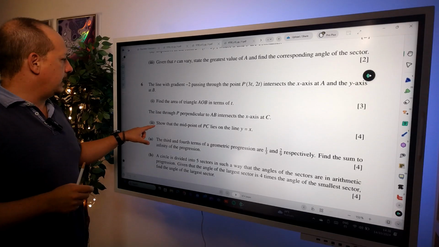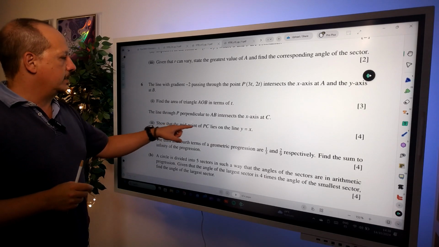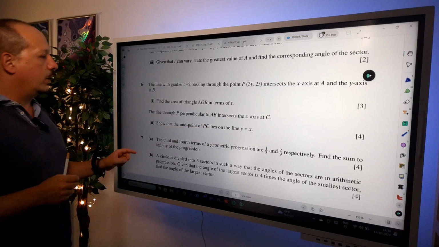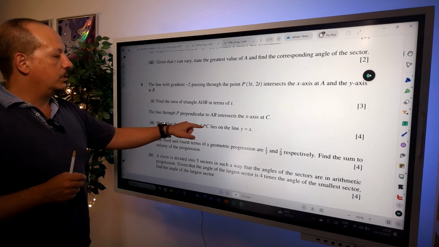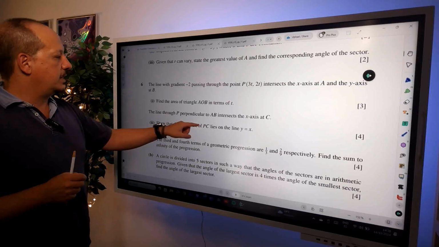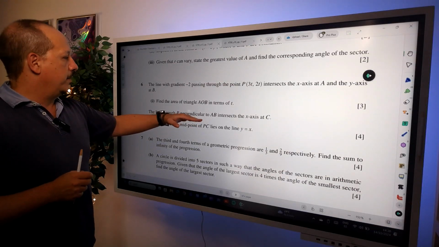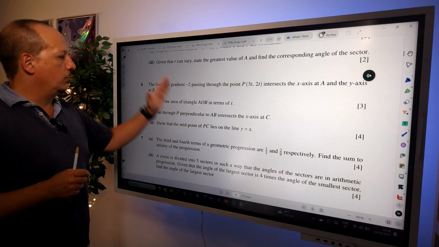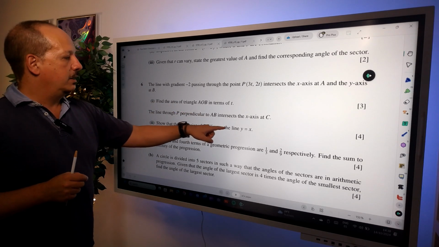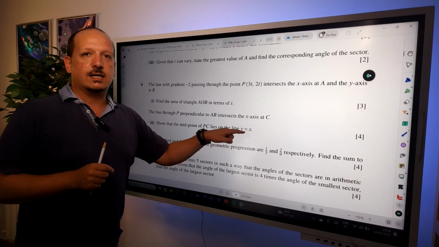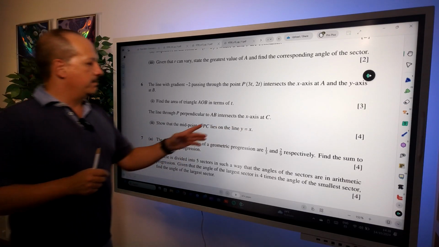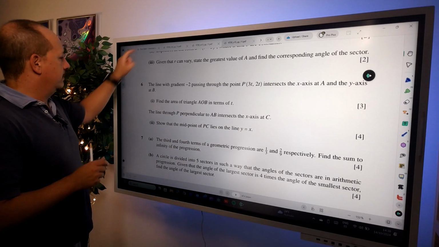And you need to show that the midpoint of PC, what is P and what is C again? C is the x-intercept of this new line, and P is the point of intersection of this perpendicular line with the original AB. It lies on the line y equals x. How do you prove this? We're going to see it in a bit.